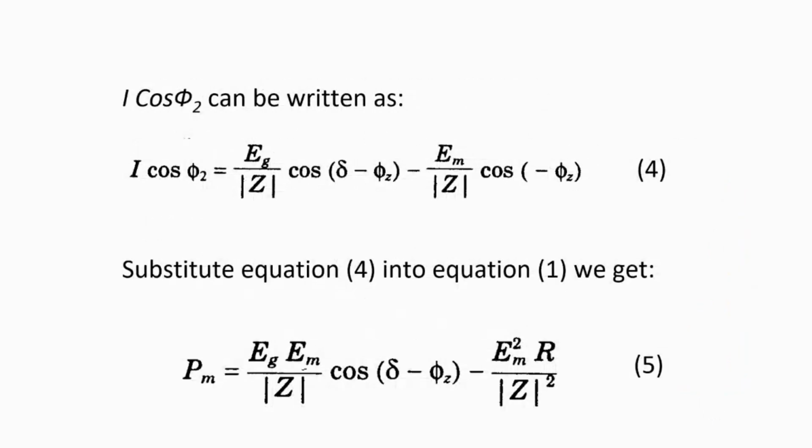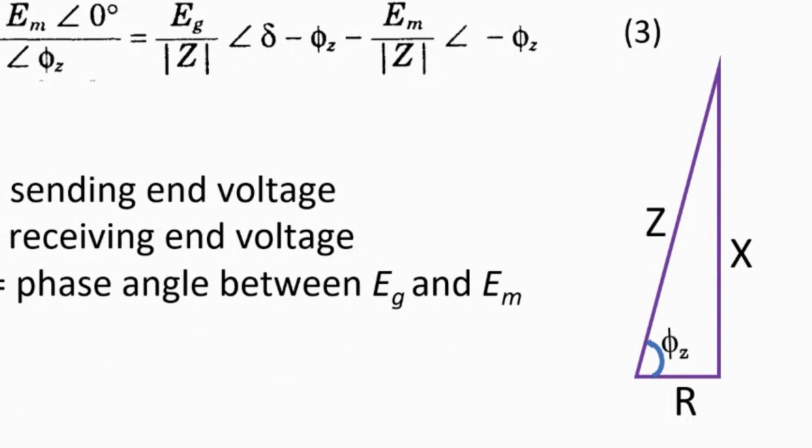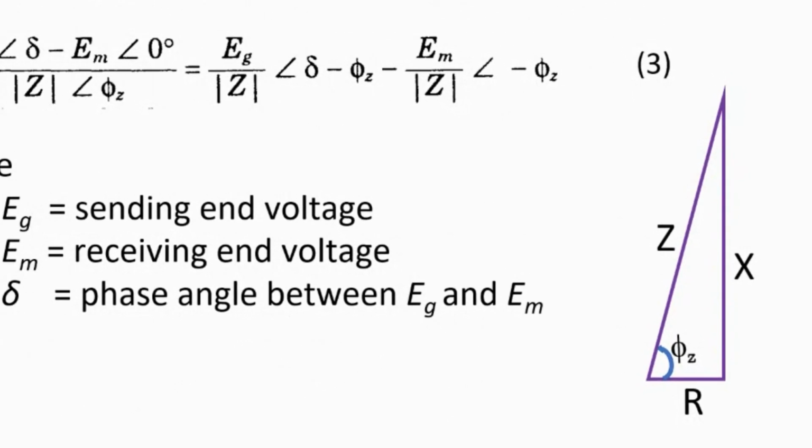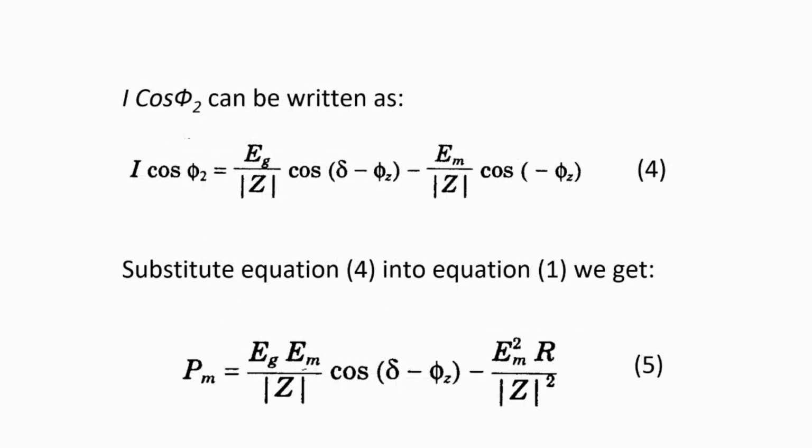So for the value of cosine, of course, cosine minus phi z equals cosine phi z. Cosine minus x equals cosine x. So I want cosine phi z. If I look at this triangle, cosine is R over Z. I can take this and put it instead of cosine minus phi Z. So I'll be having R over Z. Well, I already have Z there, so it will be R over the magnitude of Z squared. This is I cosine phi 2.